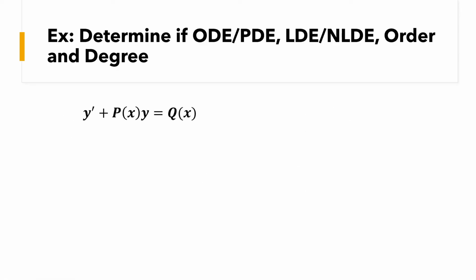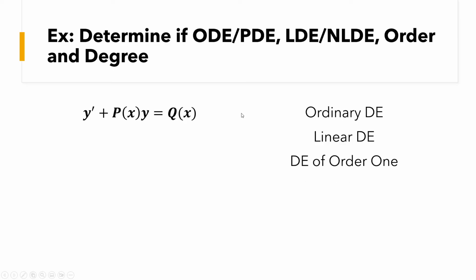Next, we have y prime plus p of x times y is equal to q of x. This one is fairly easy. Our y prime, we can set as equivalent to dy over dx, so this is an ordinary differential equation. This is a linear differential equation, since p of x is a function of x and q of x is also a function of x. Then we have a DE of order 1, since it is only y prime, a first derivative. Then we have degree 1, since our y prime has no other exponent aside from 1.